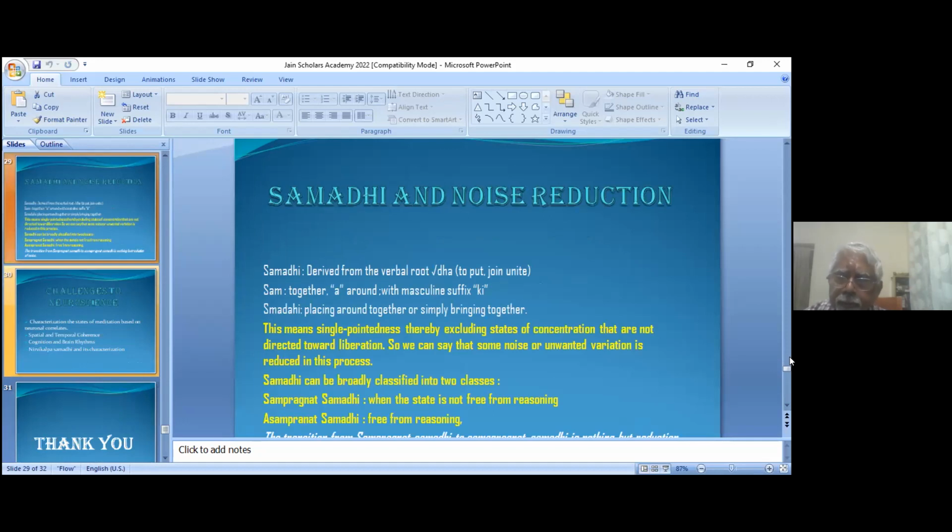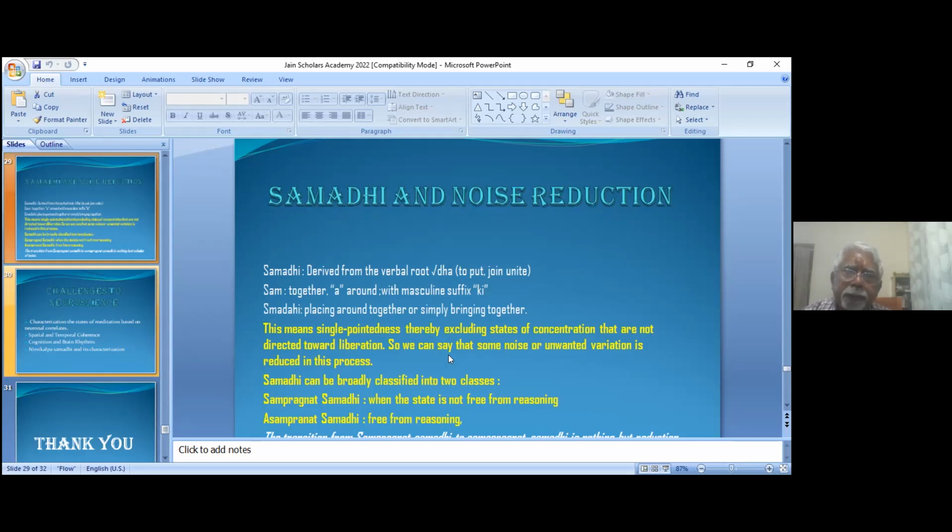So now let us discuss very briefly what is samadhi and noise reduction. Because in a sense, the brain can be considered a noise reducing machine or noise reducing instrument. Each of you knows that samadhi is derived from the verbal root dha, meaning to put or to join or unite. Sam means together. Samadhi means placing together or simply bringing together. This means single-pointedness, thereby excluding states of concentration that are not directed towards liberation. So we can say that some noise or unwanted variation is reduced in the process.